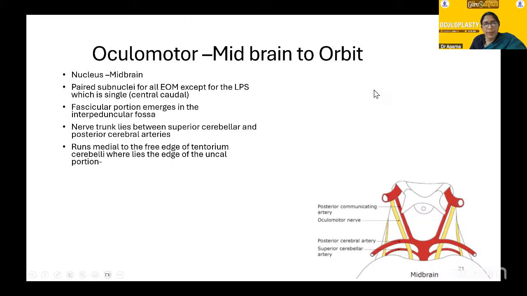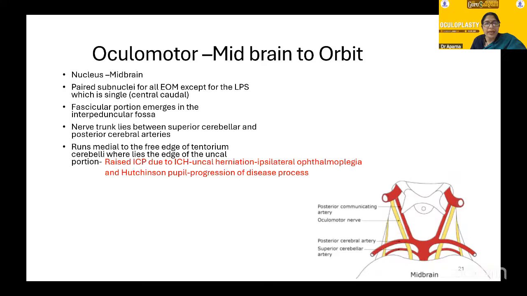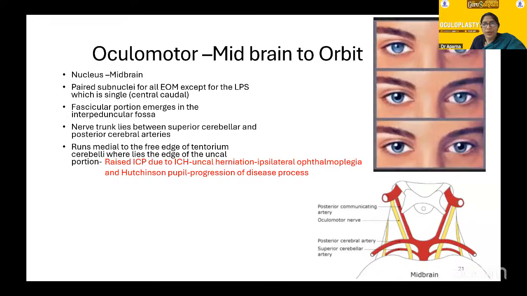As the nerve travels in the subarachnoid space, it is very close to the tentorium cerebelli, and here it can get compressed by uncal herniation or raised ICP, and that could cause ipsilateral ophthalmoplegia and Hutchinson pupil. This picture depicts a right-sided lesion wherein the pupil is constricted in stage 1, in stage 2 it becomes dilated and non-reacting, and in stage 3 there can be a bilateral fixed dilated pupil.